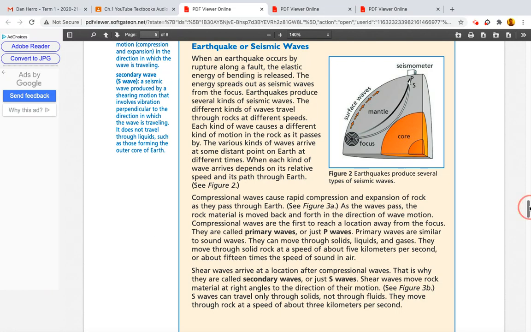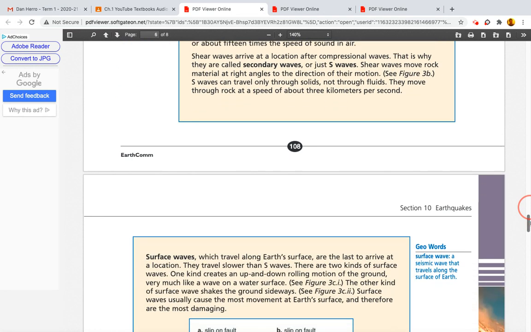Shear waves arrive at a location after compression waves. That is why they are called secondary waves or just S waves. Shear waves move rock material at right angles to the direction of their motion. S waves can travel only through solids, not through fluids. They move through rock at a speed of about 3 kilometers per second.